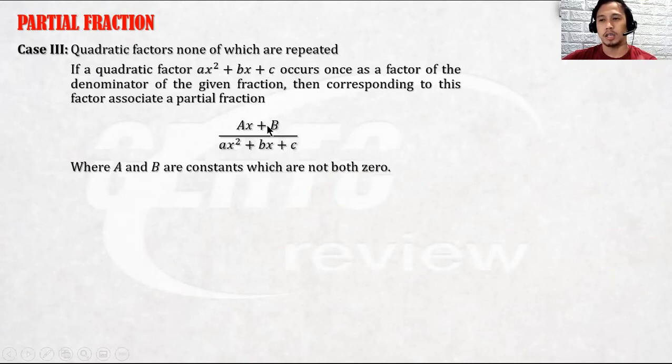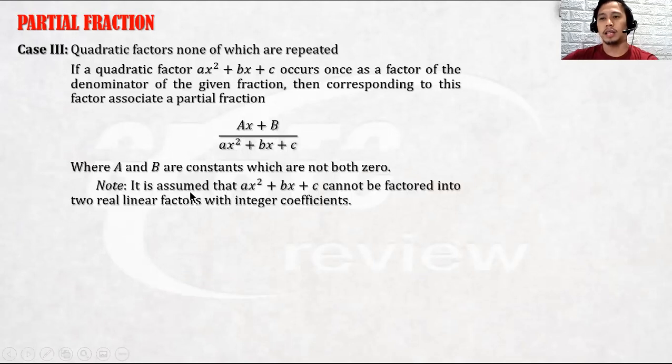A may be zero as long as b is not, or b may be zero as long as a is not. Now, note that it is assumed that ax squared plus bx plus c cannot be factored anymore into two real linear factors with integral coefficients. Ibig sabihin yan, this is a prime quadratic expression. This cannot be factored anymore into x minus something times x minus another constant. Or if we are to calculate the roots of this denominator, the roots are either irrational or imaginary, if we equate that denominator equal to 0 and solve for x.